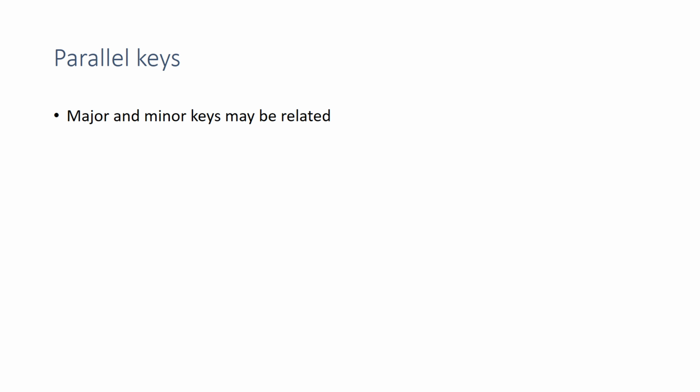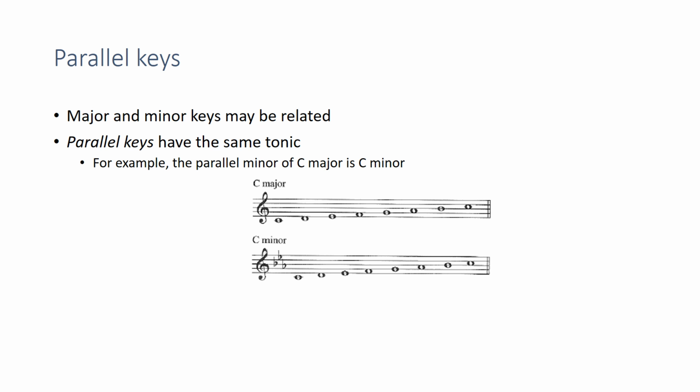Now that we've talked about major keys and minor keys, let's talk about some of the ways that these can be related to each other. First of all, we're going to discuss parallel keys. Parallel keys essentially have the same tonic. They start on the same pitch. So C major and C minor are parallel keys. In other words, the parallel minor of C major is C minor.